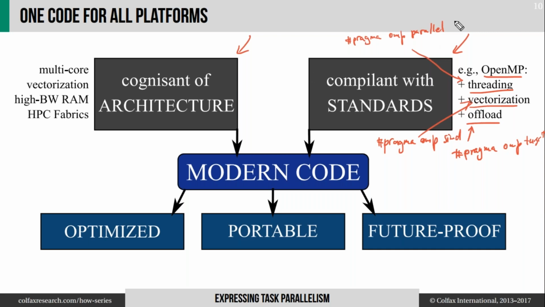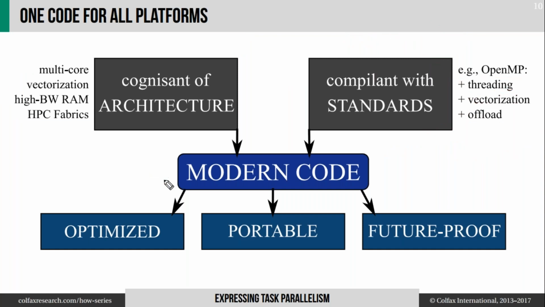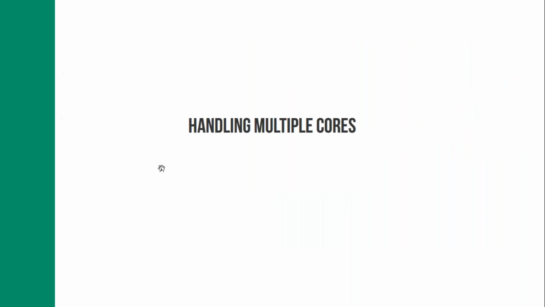Using standards-compliant directives or language extensions for parallelism allows you to teach your code multi-core architecture, teach it vectorization, and relying on frameworks such as MPI allows you to use fabrics, and there are also portable ways of using the high bandwidth memory in Xeon Phi processors. What I'm saying is, by complying with certain standards and making your code cognizant of the modern processor features, you are truly designing modern code that is optimized, portable, and future-proof.